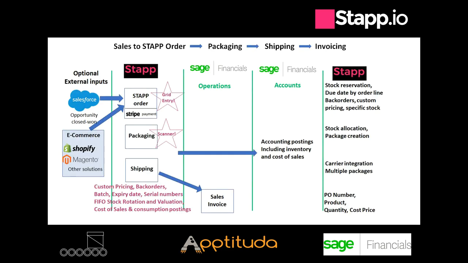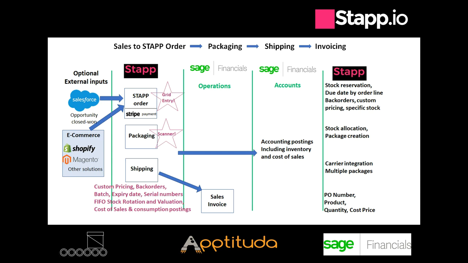If we look at it from this perspective, we can see the so-called external inputs will be the opportunity in Salesforce, for instance, or an e-commerce platform such as Shopify or Magento. And these will integrate with the Stapp order inside the Stapp app. The Stapp app is also Stripe enabled, so we can take credit card payments directly into the Stapp order environment. Once the order has been created, it moves forward into packaging. In the packaging environment, we can support integration with scanners, and that then moves forward into shipping.